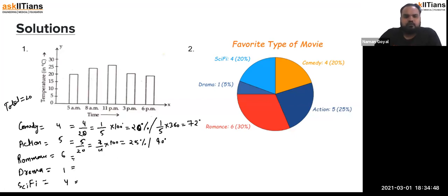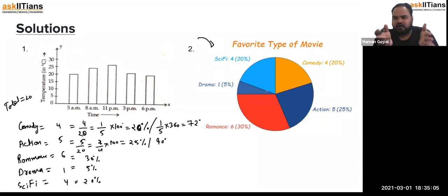If you solve for romance, you get 30%. For drama, you will get 5%, and for science fiction you will get 20%. So you have to draw the pie chart like this. Make the parts, and write down the angles also.